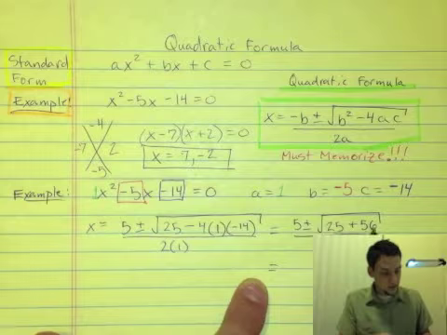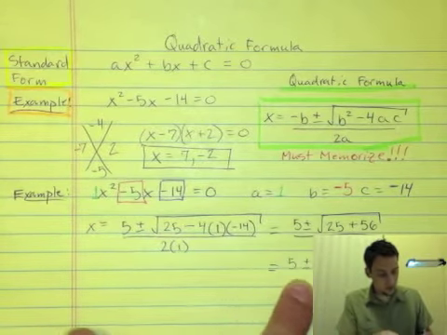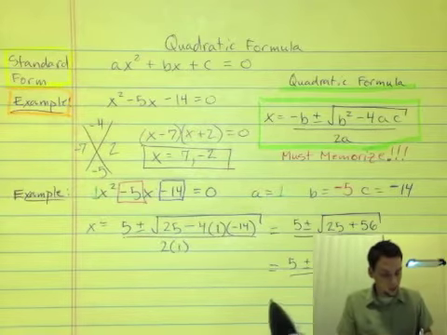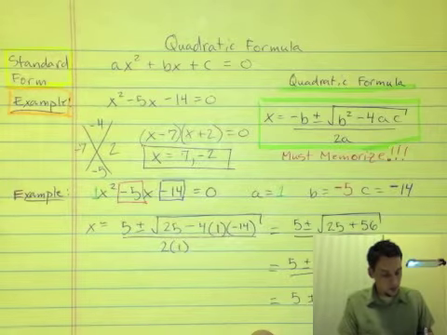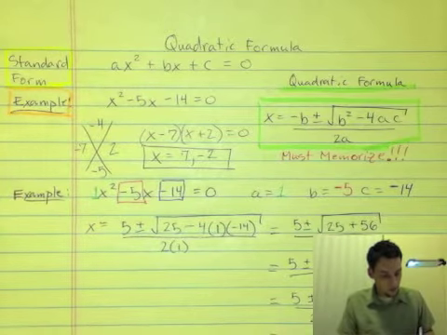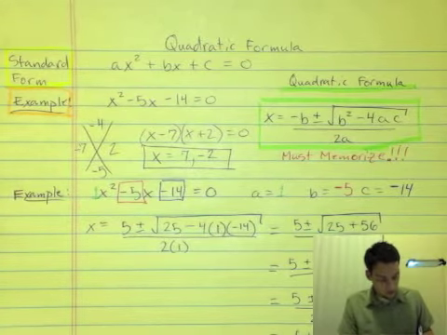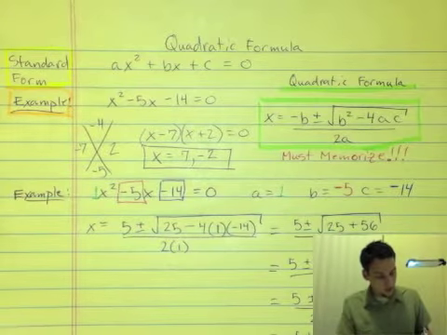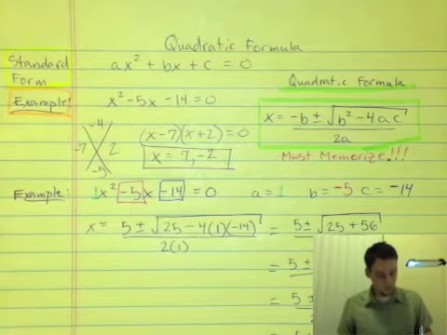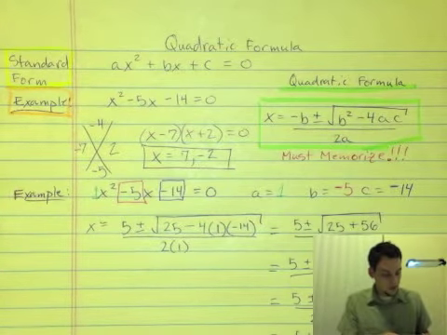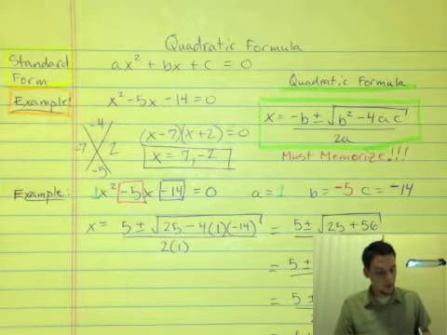Further simplifying, 56 plus 25 is 81. So we have 5 plus or minus the square root of 81 all over 2, which equals 5 plus or minus 9 over 2, which is the same thing as 5 plus 9 over 2, or 5 minus 9 over 2. So 5 plus 9 is 14, divided by 2 is 7. 5 minus 9 is negative 4, divided by 2 is negative 2.